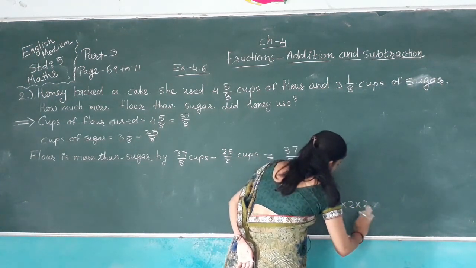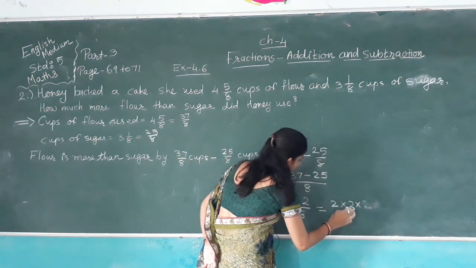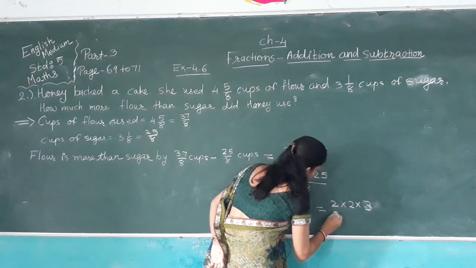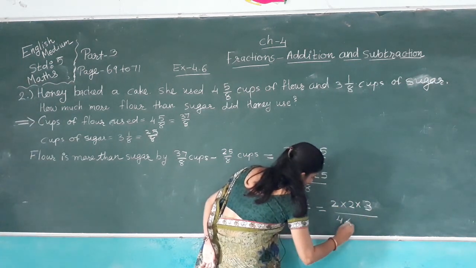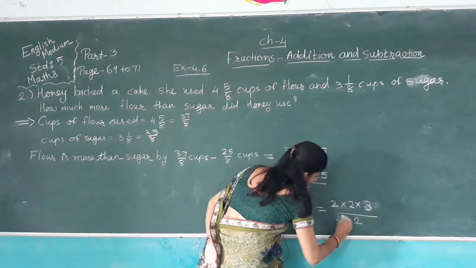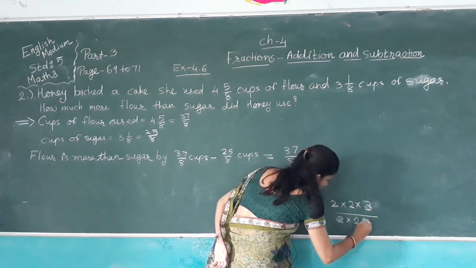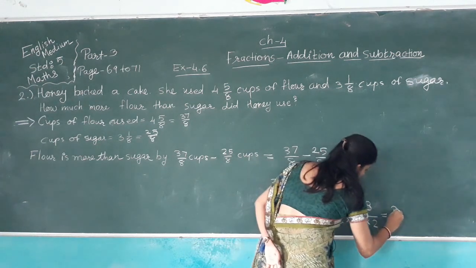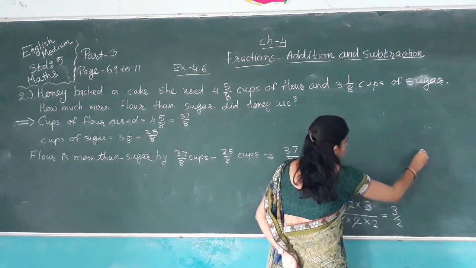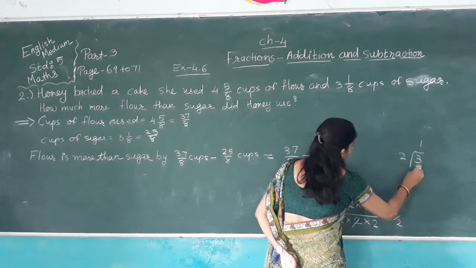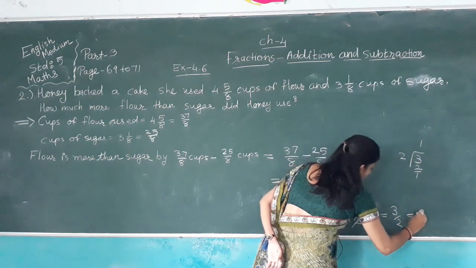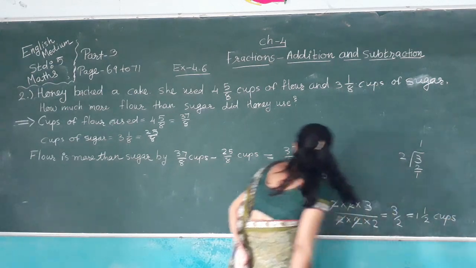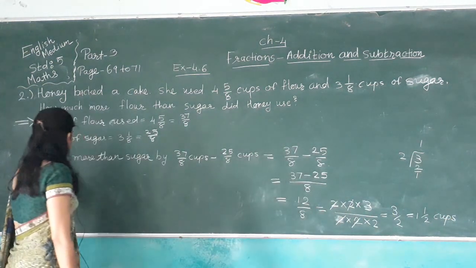2 2s are 4 plus 3. 3 2s are 6, 6 plus 6, 2 6s are 12, out of 4 2s are 8, 2 2s are 4, 4 2s are 8. 2 cut, 2 cut, 2 cut and 2 cut. Here we get answer 3 out of 2. 3 divided by 2, 2 1s are 2. Here 1. So 1 out of 2 cups more flour than sugar.